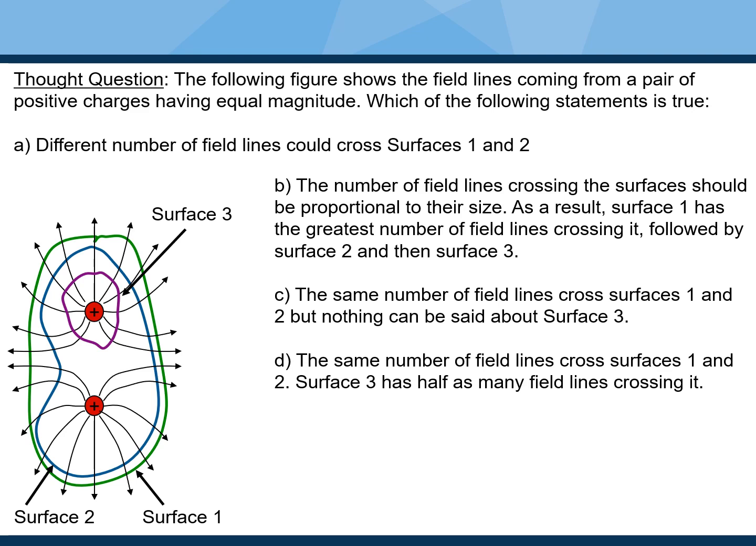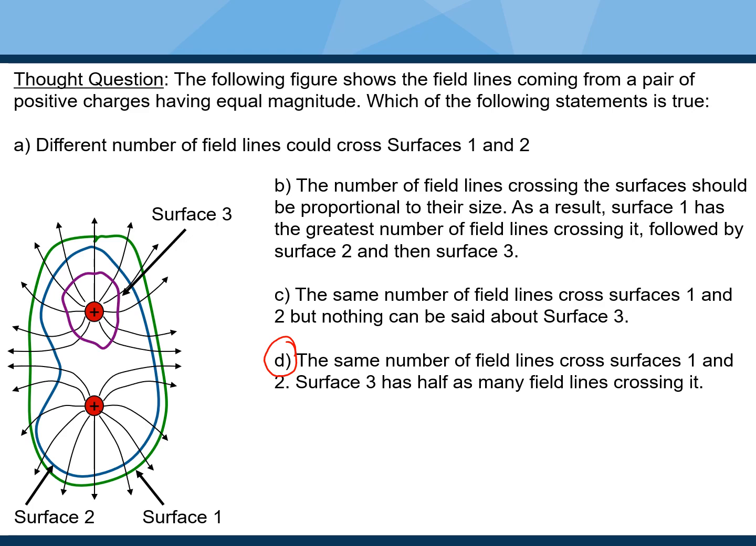So this is an example where we no longer need to count field lines, but rather just use our conceptual understanding of Gauss's law to answer this problem. So with that, we realize that D is the right answer.